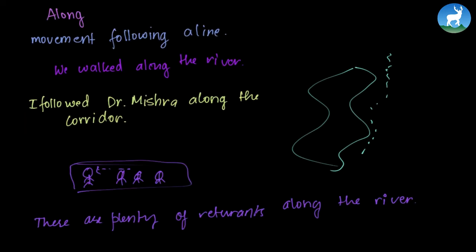Now, we will look at the use of "round". So when do we use "round"? We can use "round" when we talk about something in a circle. So we can say, the earth moves round the sun.